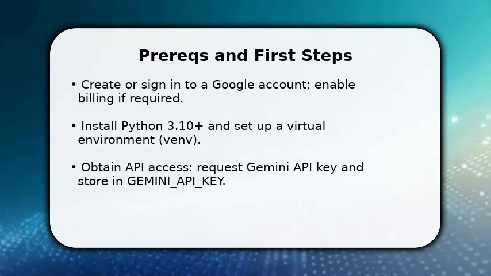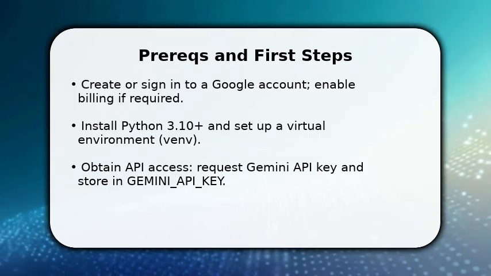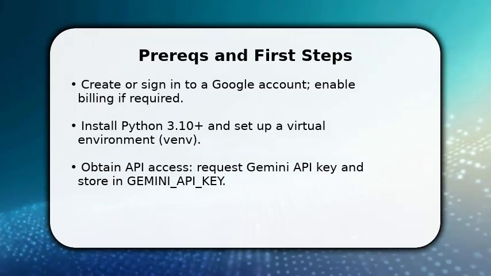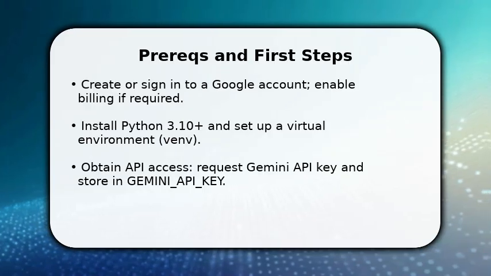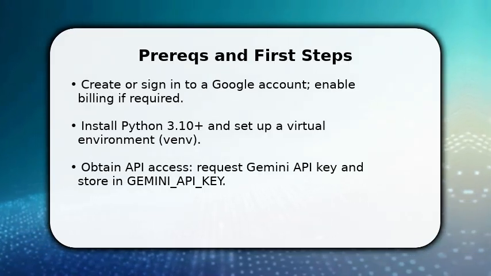You start by collecting essentials so you can act immediately. First, sign into your Google account and confirm API access. If billing is required, add a payment method now.